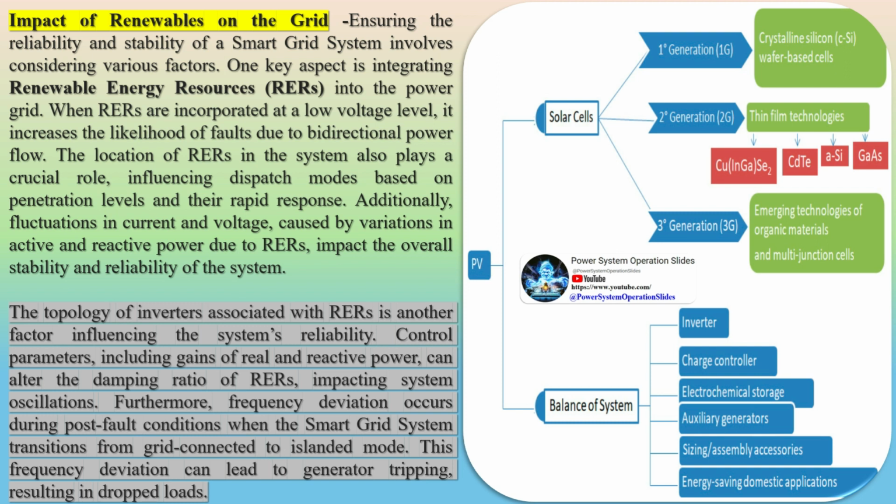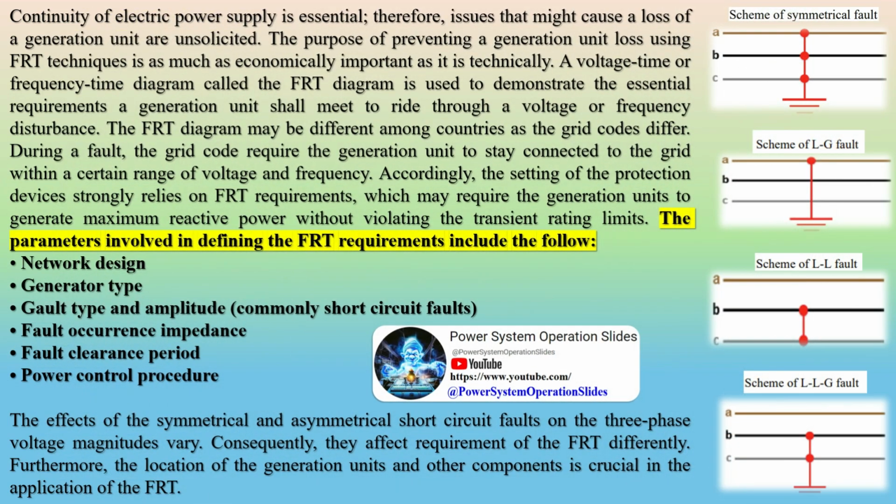The topology of inverters associated with RERs is another factor influencing the system's reliability. Control parameters, including gains of real and reactive power, can alter the damping ratio of RERs, impacting system oscillations. Furthermore, frequency deviation occurs during post-fault conditions when the smart grid system transitions from grid-connected to island mode. This frequency deviation can lead to generator tripping, resulting in dropped loads. Continuity of electric power supply is essential, therefore, issues that might cause a loss of a generation unit are undesirable.